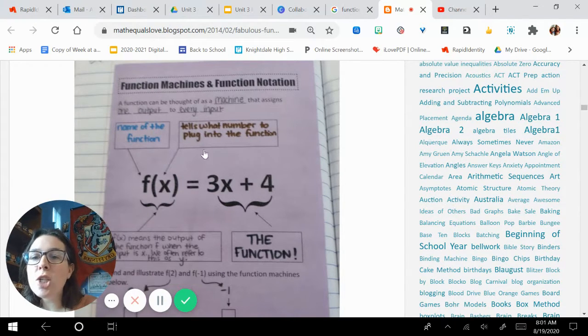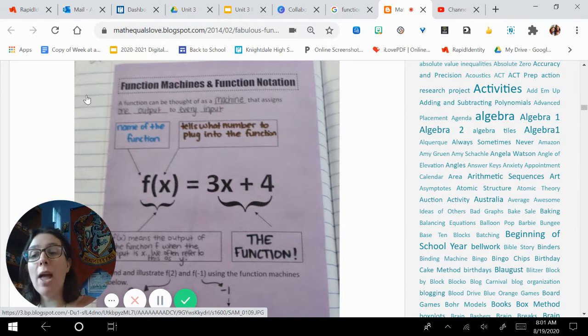So we're going to be looking at equations and graphs of function notation. A function can be thought of as a machine that assigns one output, remember output's the y value, to every input, to every x. So essentially what that is saying is every x value only has one y value. So y values can repeat, but x's can't repeat.